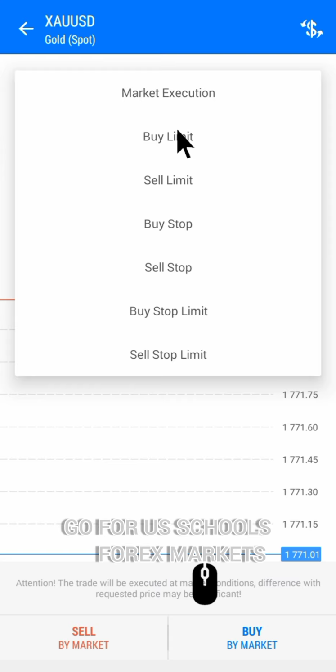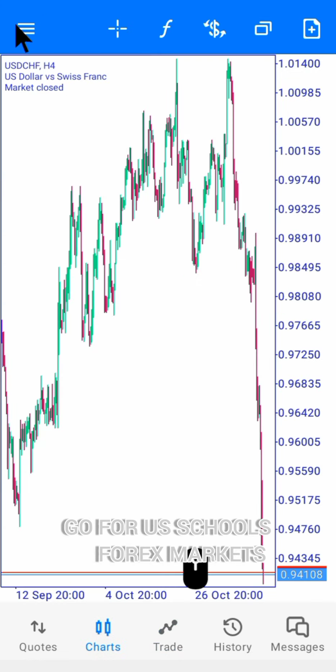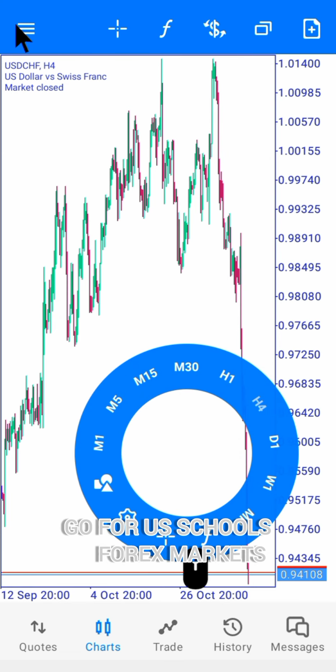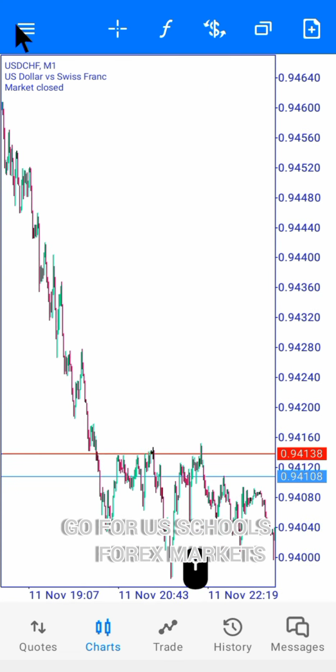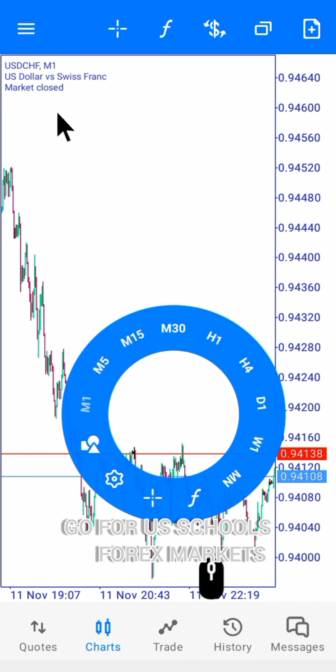Now, how do you place pending orders? You're going to select buy limit. Let's first look at buy limit. Now, buy limit. We need to first go on the chart and we'll see how we can set our buy limit. Remember, I'm changing my time frames. This is a 1 minute time frame. Let me try to use a 30 minute.